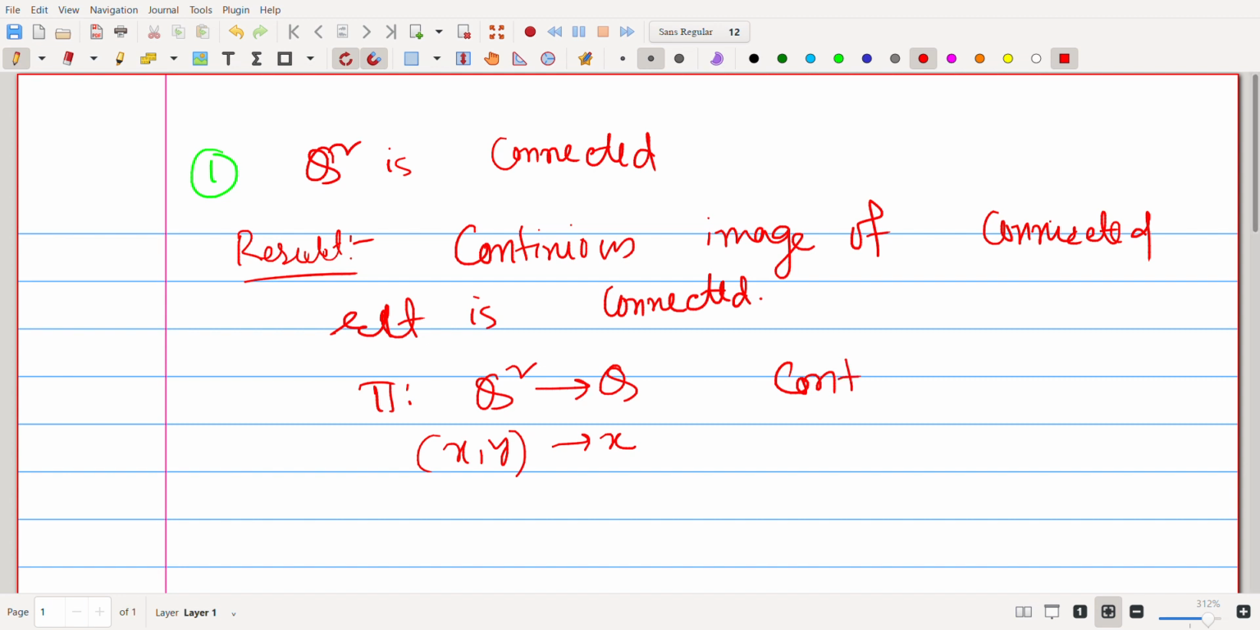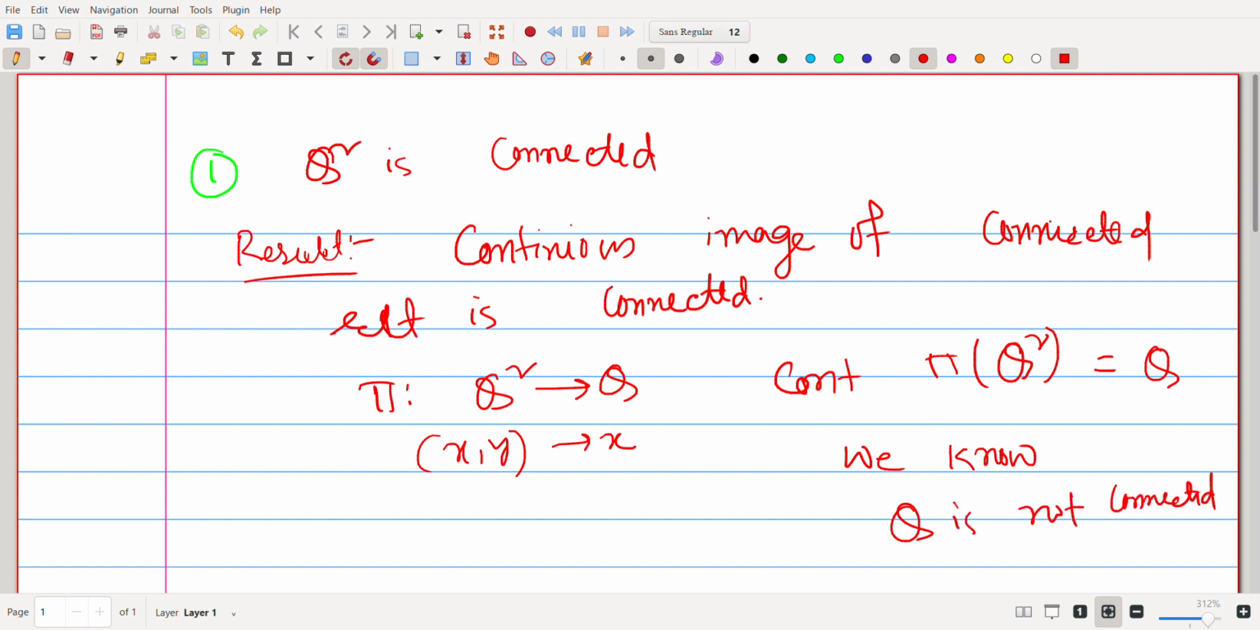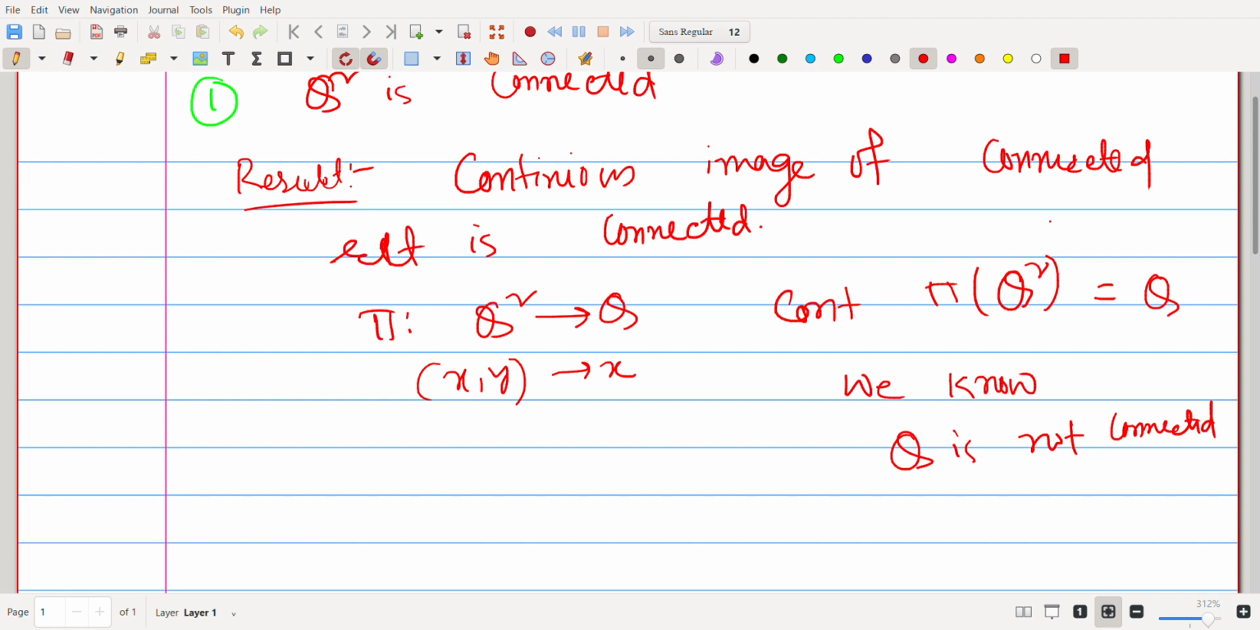So its image, pi of Q2, is Q, right? And we know that Q is not connected. So that will imply that Q2 is not connected, because if Q2 were connected, then its image Q would also be connected. But we know that Q is not connected. Why is Q not connected? Because in R any connected subset is an interval, but Q is not an interval, because in between any two rational numbers there are many irrational numbers as well. So that's why Q is not connected. So hence this statement is false.